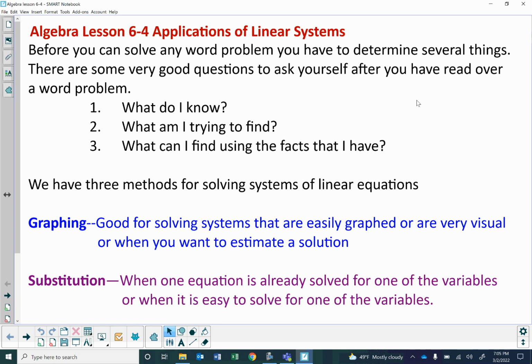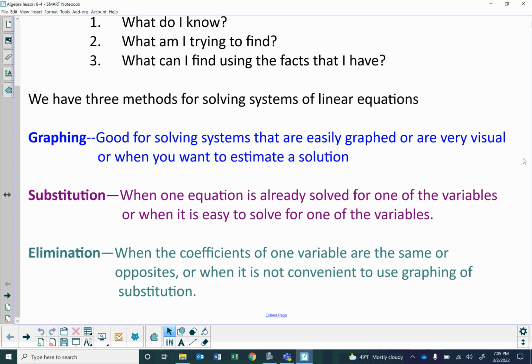Number 1, what do I know? Number 2, what am I trying to find? And number 3, what can I find using the facts that I have? Now, we have 3 methods for solving systems of linear equations: graphing, substitution, and elimination.